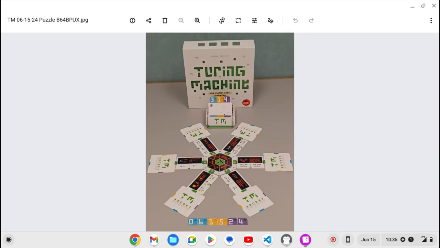Let's begin. Today's June 15th, 2024, and we're solving the Daily Turing Machine Puzzle. Today's puzzle uses 6 criteria cards and its 6 verification cards. Let's go to turingmachine.info for the details.